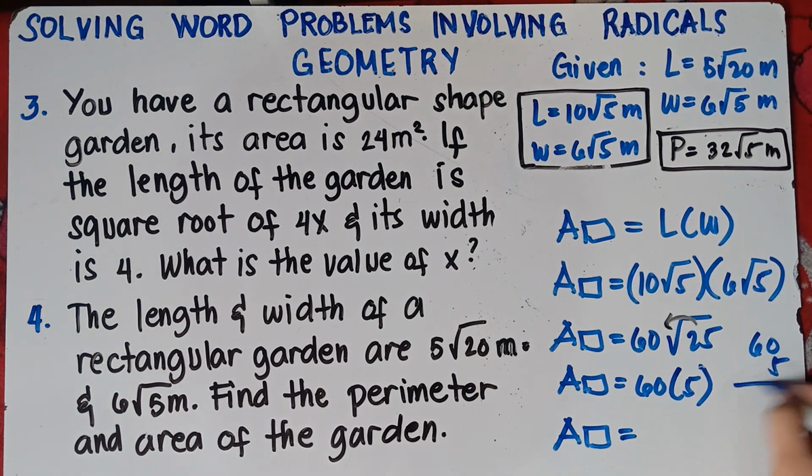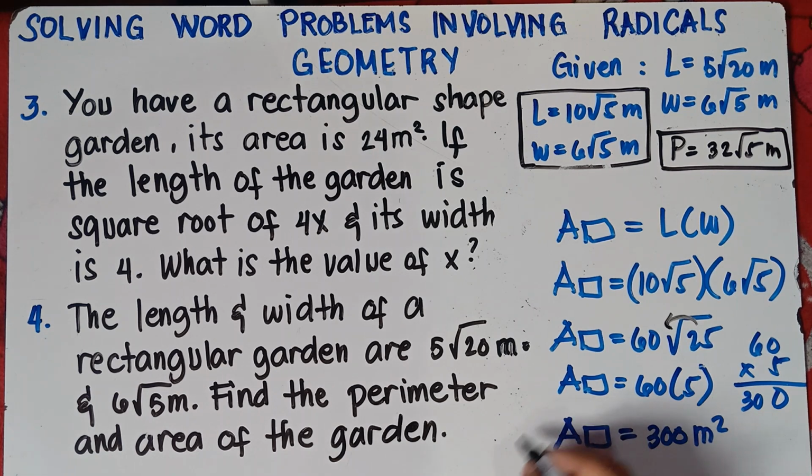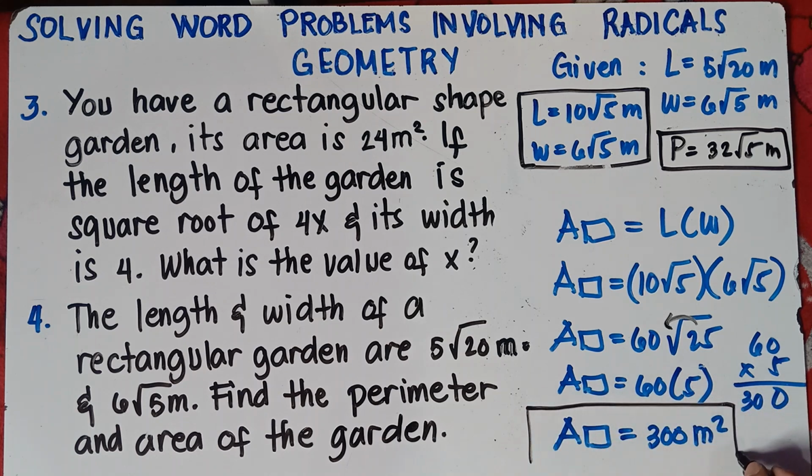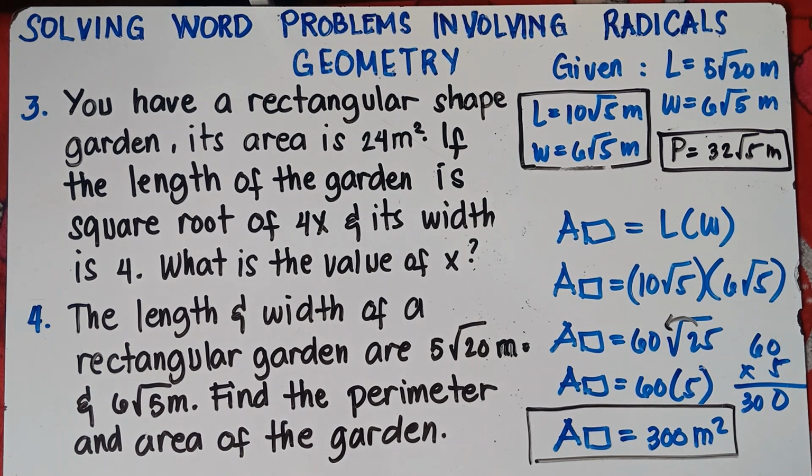So 60 times 5, 5 times 0 is 0. 5 times 6 is 30. So 300. So 300 meters square. Do not forget, class, in area it should be meter square. Square meters. 300 square meters or meter square. Alright, that's the answer for the area. So we have the area, that would be 300 meters square or 300 square meters, and the perimeter, that's 32 square root of 5 meters. That's it, class, for number 4. Easy, right? For number 4.